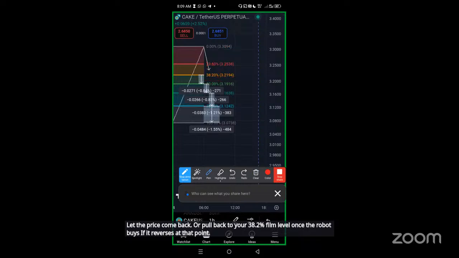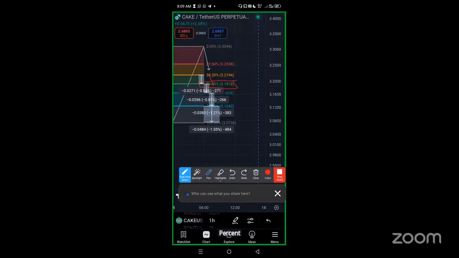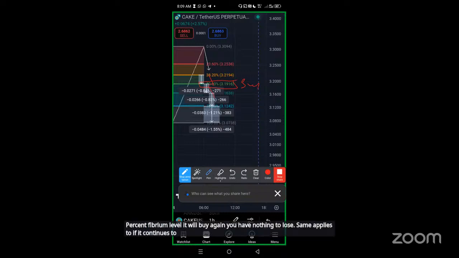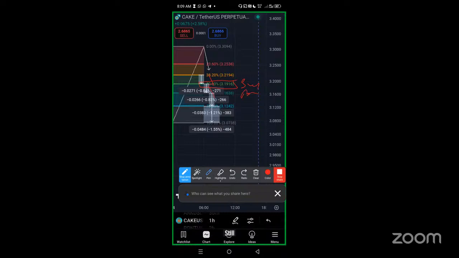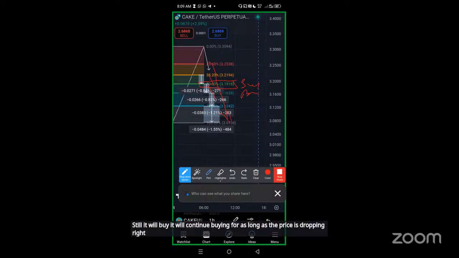But if it doesn't reverse immediately and then continues to dip, if it drops to the 50% fib level, it will buy again. You have nothing to lose. Same applies if it continues dropping to the 61.8, still it will buy. It will continue buying for as long as the price is dropping, right? That is the beauty about it. So you have nothing to lose there. You are taking advantage of any drop in the market price.